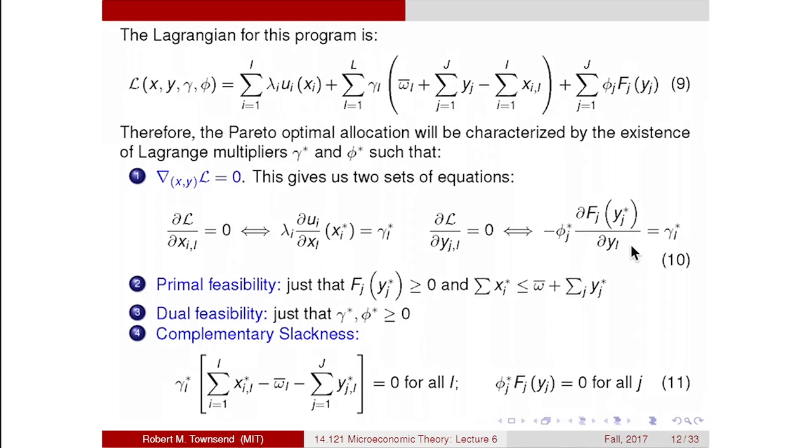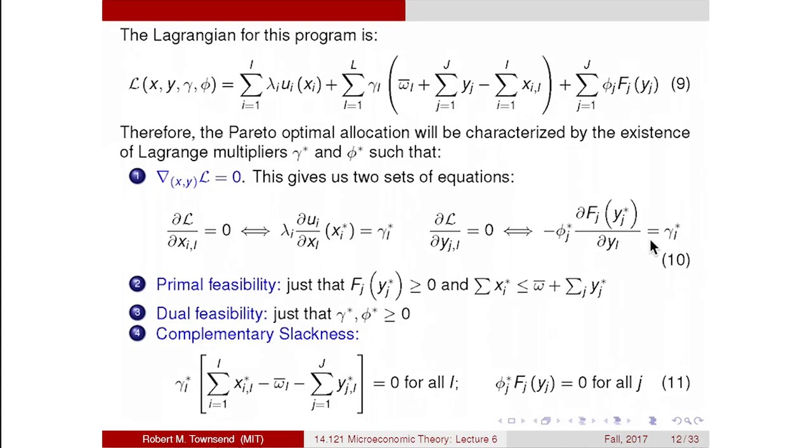The gamma L is the derivative of the function F with respect to YL. This is for the Jth firm, and we have this star on the Lagrange multiplier. So this equation 10 is a set of conditions. We need the technical condition that the constraints are all satisfied and the Lagrange multipliers are not negative. And then finally, this complementary slackness condition, that the Lagrange multipliers times the respective constraints equals 0.